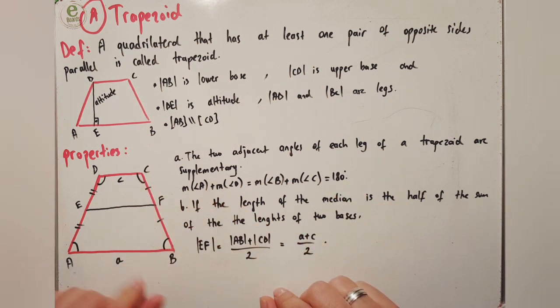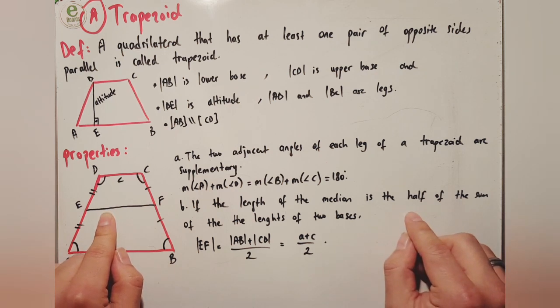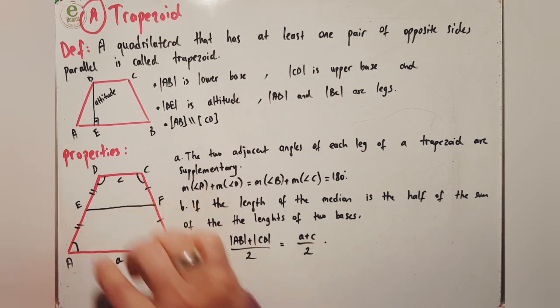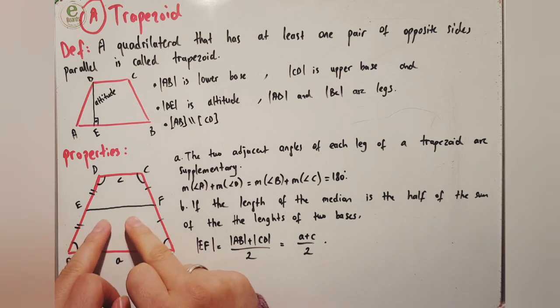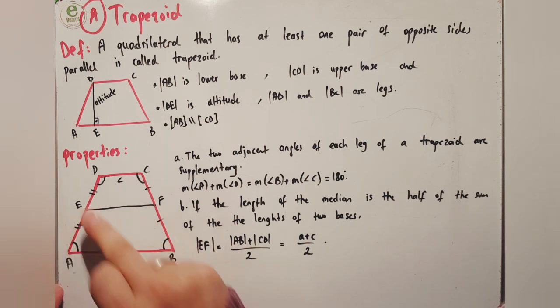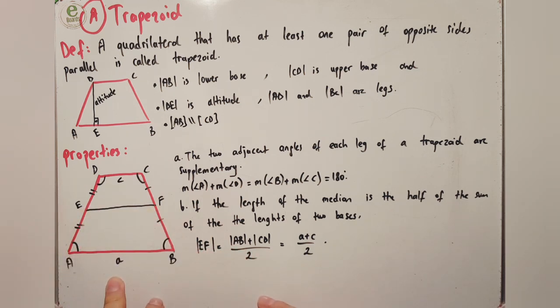The length of the median is half of the sum of the lengths of the two bases. E and F are the midpoints of sides AD and BC respectively, so the length of EF is equal to AB plus CD over 2, which means A plus C over 2.